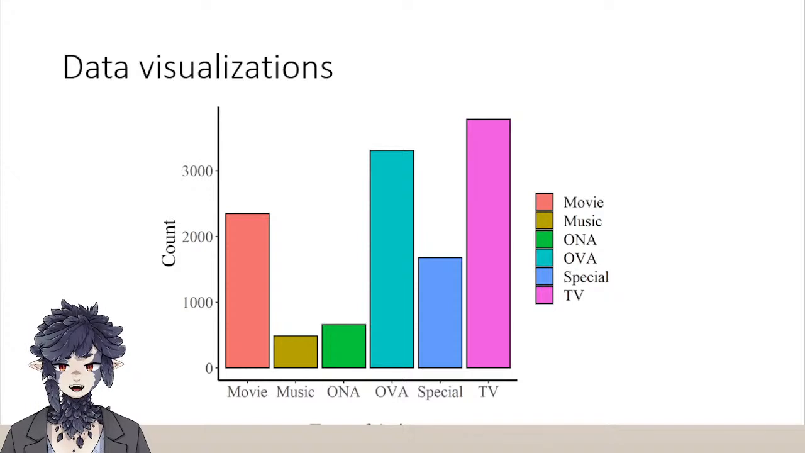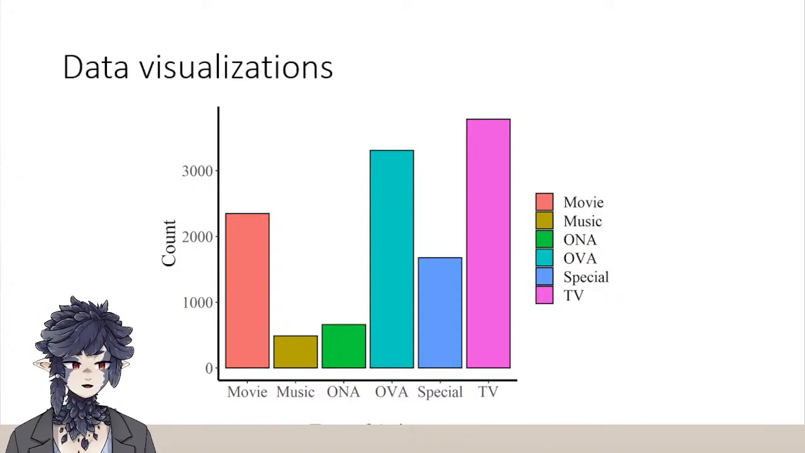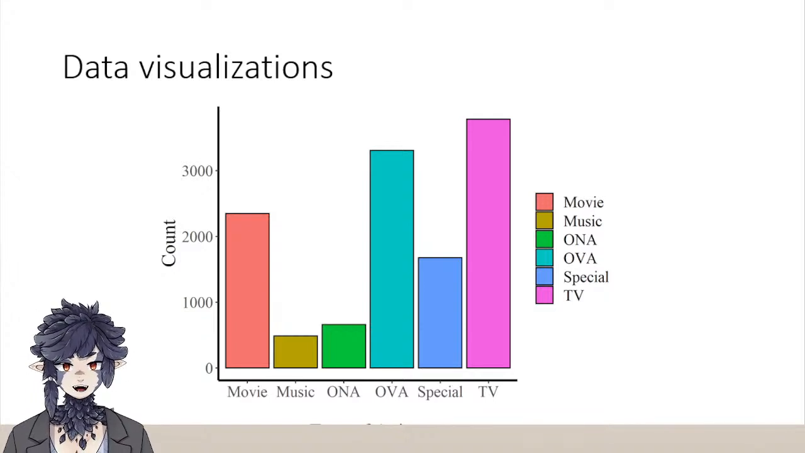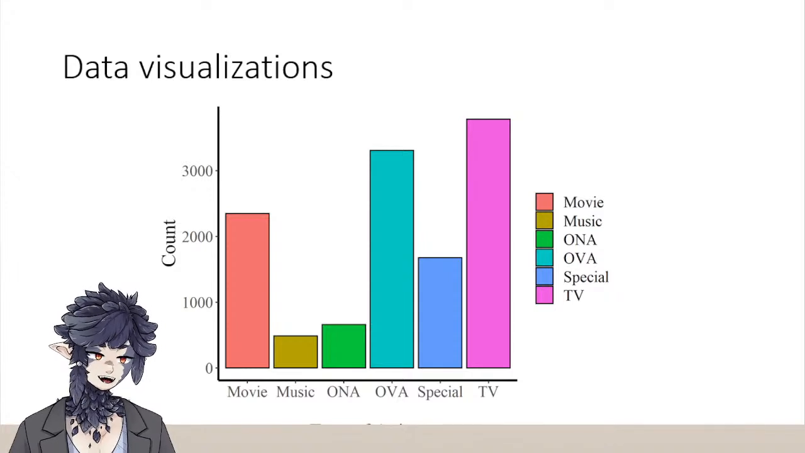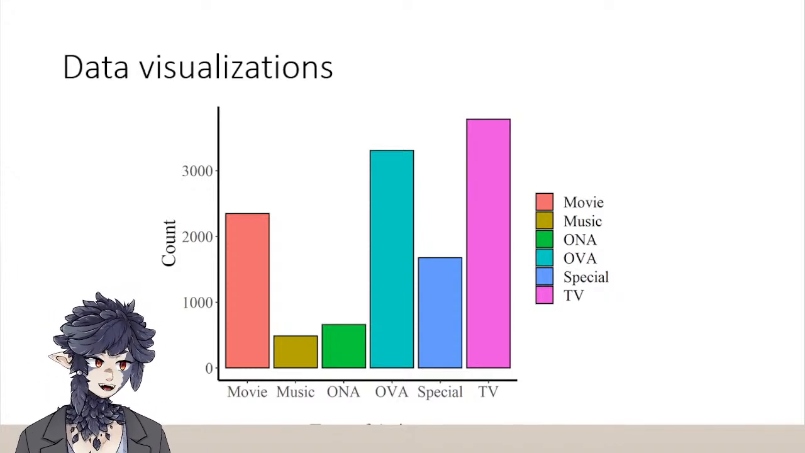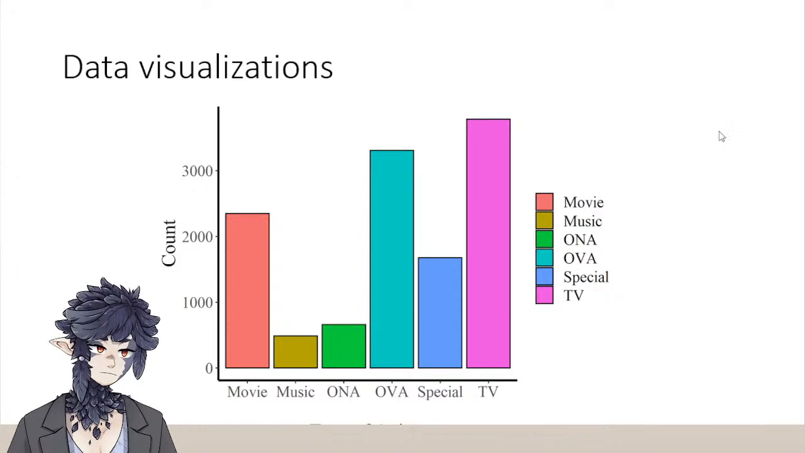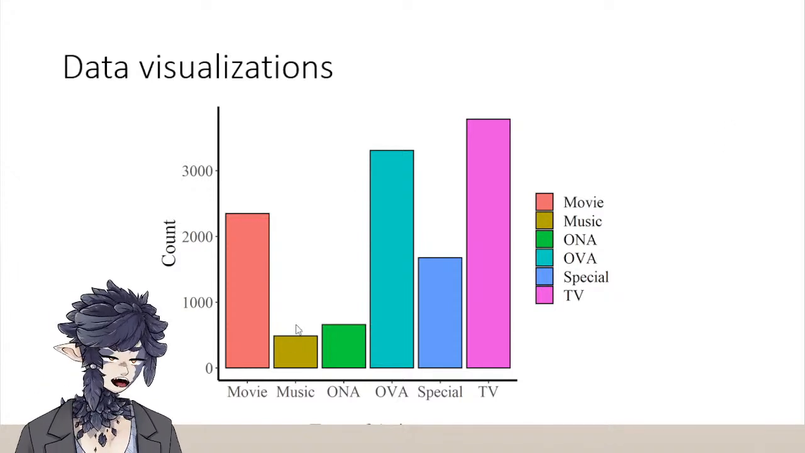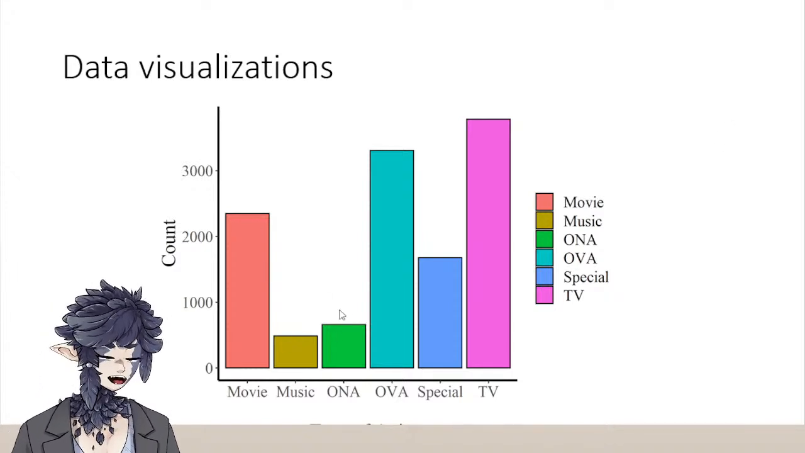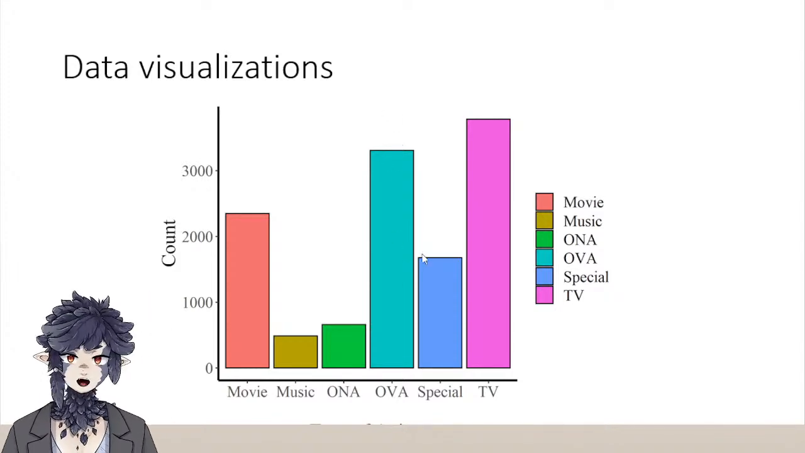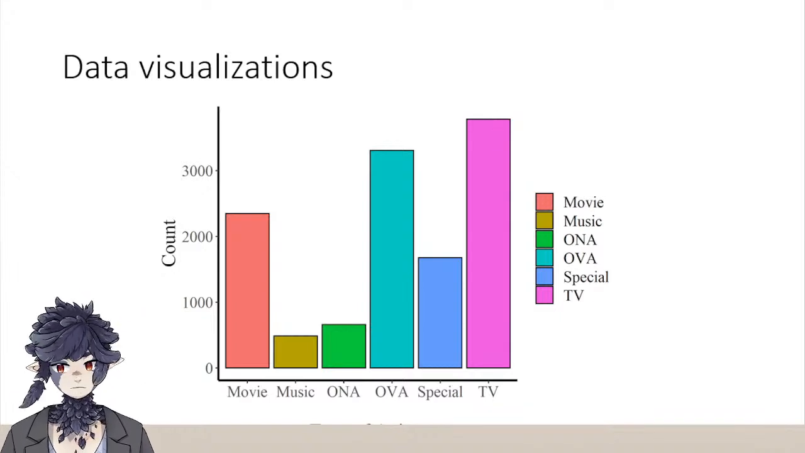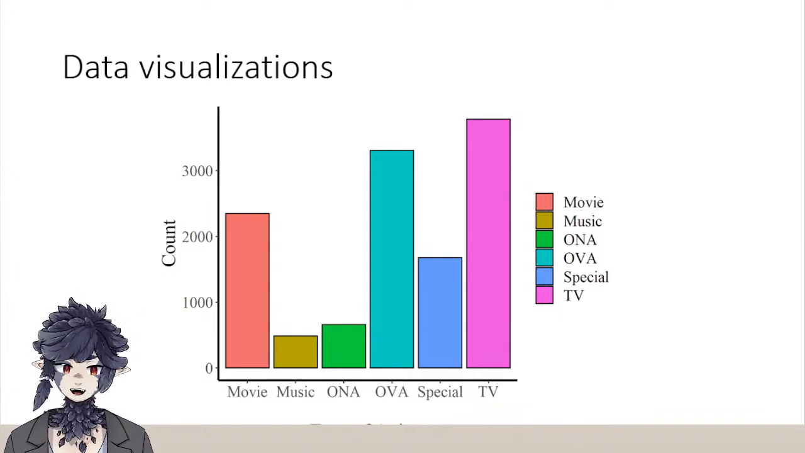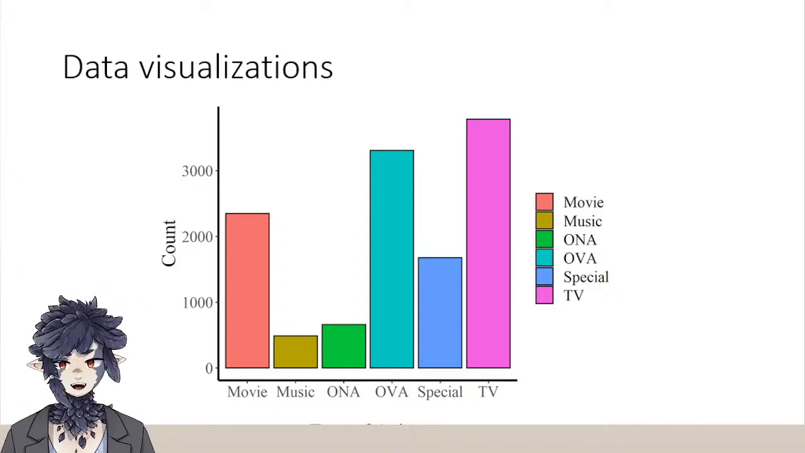So here is an example of a data visualization or a frequency distribution. This is data from my anime list. This data set's kind of old. I think it's from 2019 or so. But this is summarizing how many anime in their database fit each category. We've got anime movies, anime music videos, ONAs, OVAs, special episodes, and TV anime. So this is a graph that just summarizes how many anime on my anime list fit into each category.